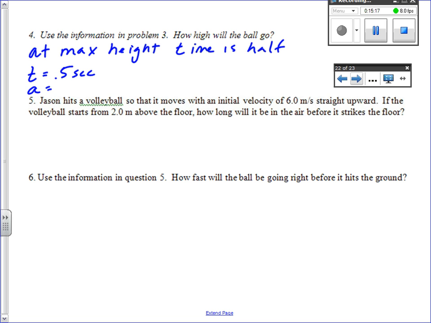I still have an acceleration of negative 10 meters per second, and I still have an initial velocity of 5 meters per second. Oops, that's negative 10 meters per second squared. And what I'd like is delta y. I'd like to know the displacement of the ball. So again, I get out one of my trusty formulas.